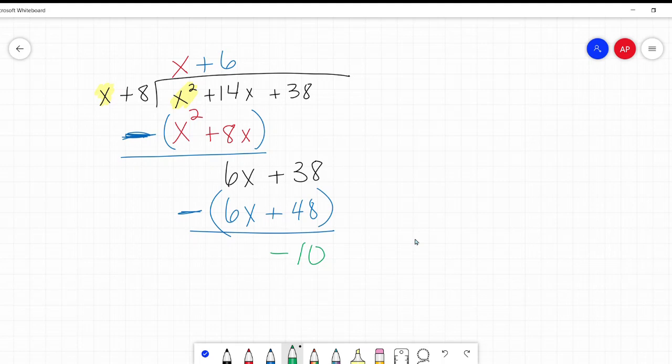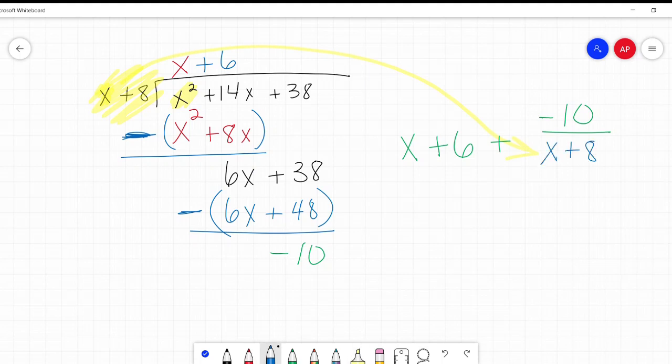Now the way you write this answer is, first you write the x plus 6, then it's going to be plus, well in this case it's a negative 10, so you could write a minus, but either way it's fine. So x plus 6, then you're going to add the remainder, and this is how you write it. You don't write like remainder negative 10. You're going to write negative 10 over whatever your divisor was back here, goes under there, over x plus 8. And that's your answer.